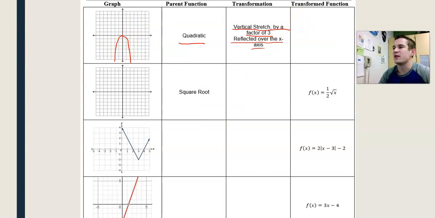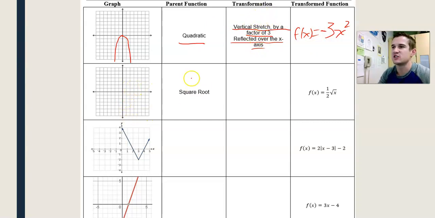Then if I want to draw the function, I might draw something like this. f of x equals, and this is a quadratic function, so I'm going to have an x squared here. Vertical stretch by a factor of 3 means that there's going to be a 3 in front of here, and reflected over the x-axis means that's going to be negative. Negative 3x squared. That's how I would write the function for this transformation.